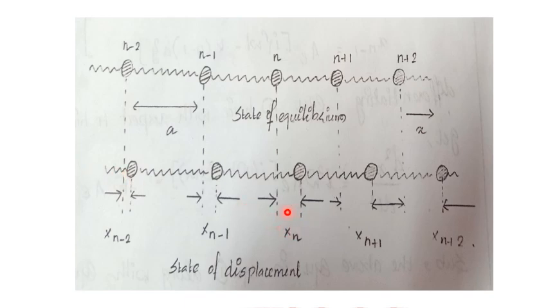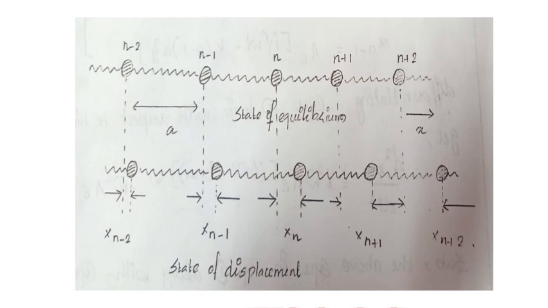The distance between these two is called xn. The distance between these two is called xn plus 1. The distance between these two is called x of n plus 2. Similarly on this side, this is xn minus 1. This is xn minus 2. Do you understand now? This is xn. This is xn plus 1 in this direction, and this is xn minus 1 in the opposite direction. Okay, the amplitudes are the same but the direction is different, that's all.